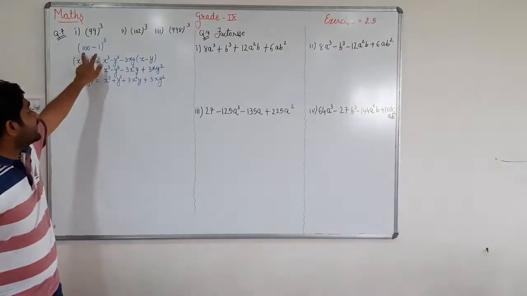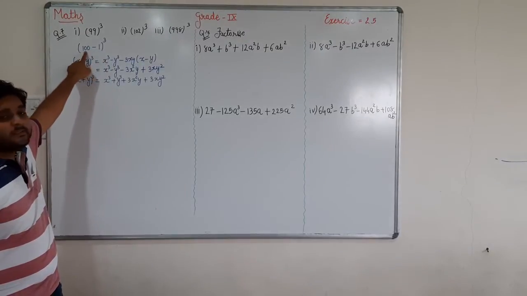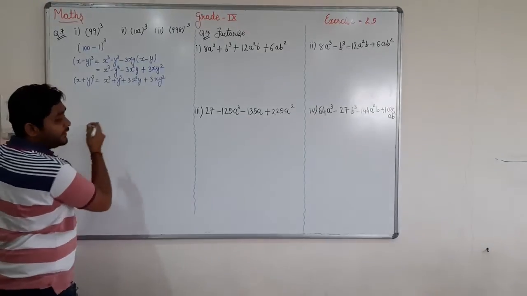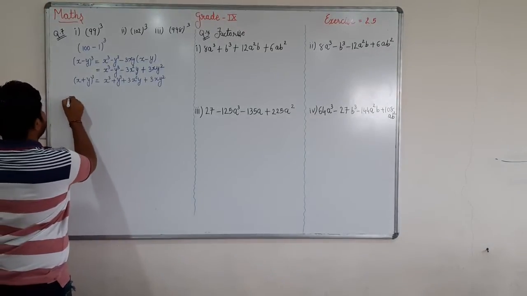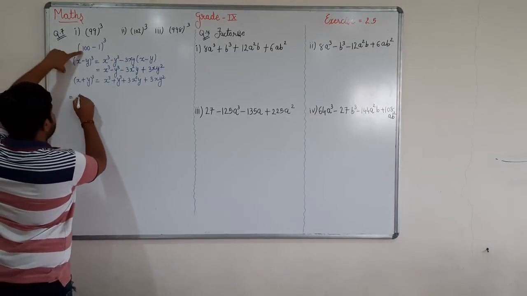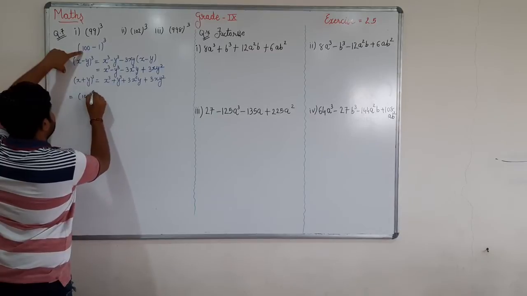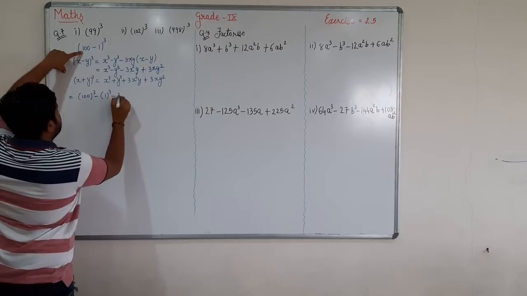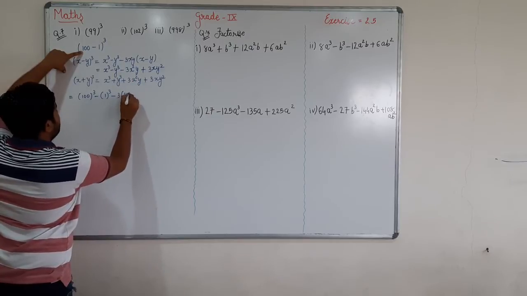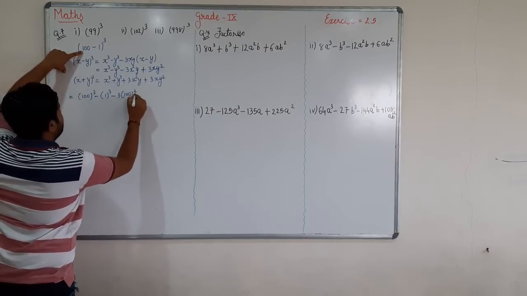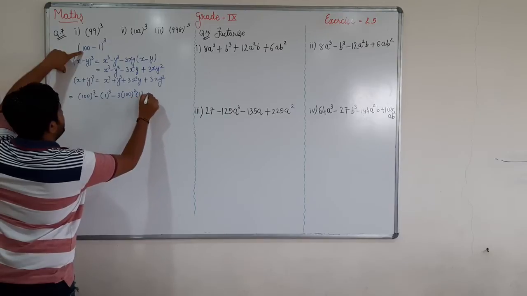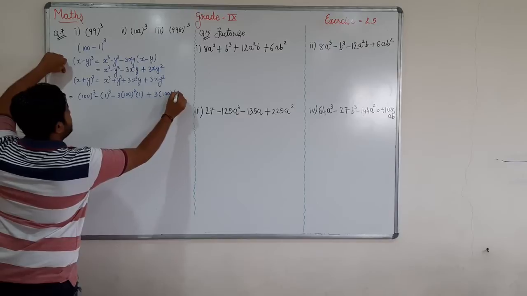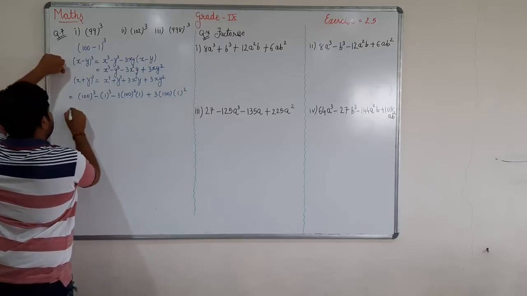Now here 100 minus 1. So 100 is our x and 1 is our y. So how can we elaborate this? We can write like this: x cube means 100 cube, minus 1 cube, minus 3 times x square, meaning 100 square, times y which is 1, plus 3 times x, meaning 100, times y square, meaning 1 square.